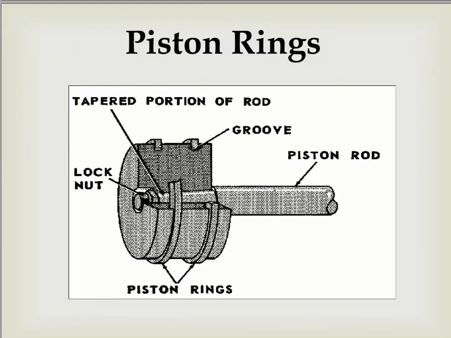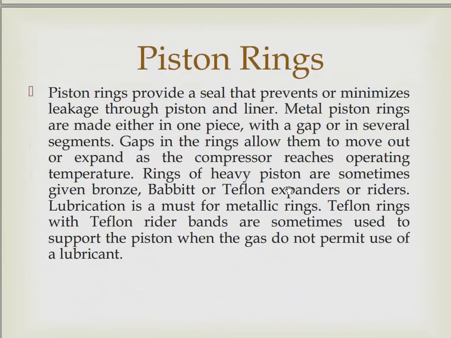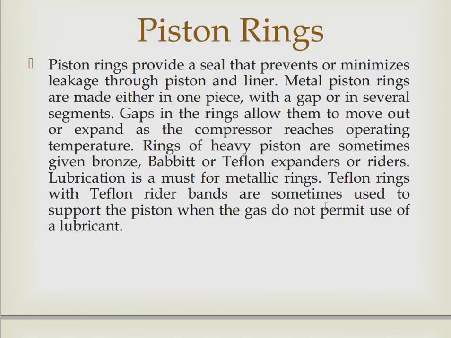Then we have the piston rings. The piston rings are mounted over the tapered portion of the rod. We have some grooves by which the piston rings get fitted over there. We have the lock nut and the piston rod. Then the piston rings: the piston rings provide a seal that prevents or minimizes leakage through the piston and liner.